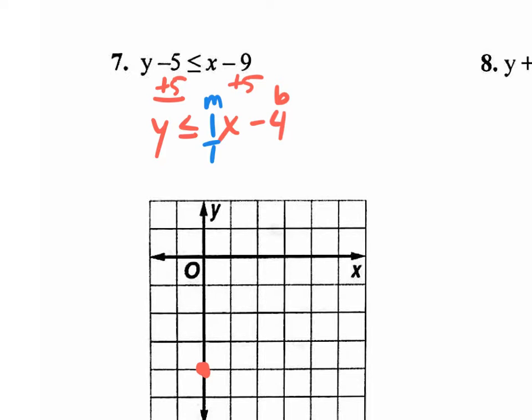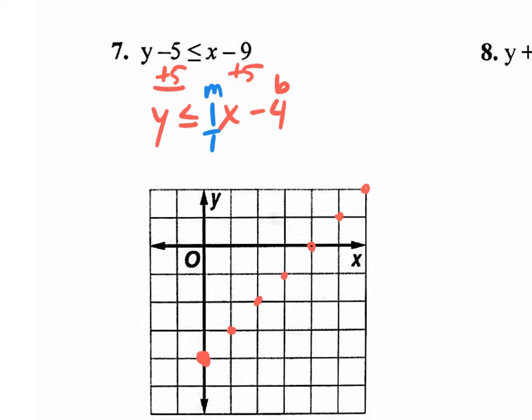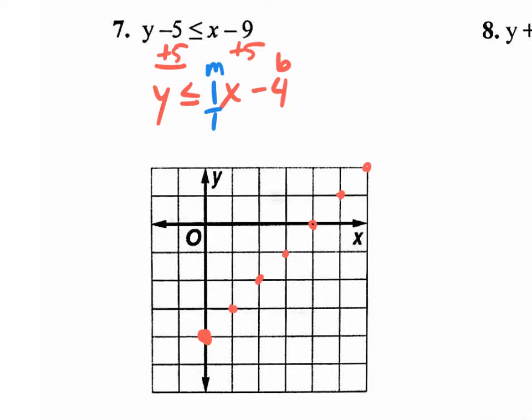Now from that point, I'm going to rise 1 and run 1 and put a dot right here. And then right here and right here. Again, you're rising 1, running 1, rise 1, run 1, and so on till you get from one side to the other. And then you also go backwards, go in the opposite direction using the same pattern.